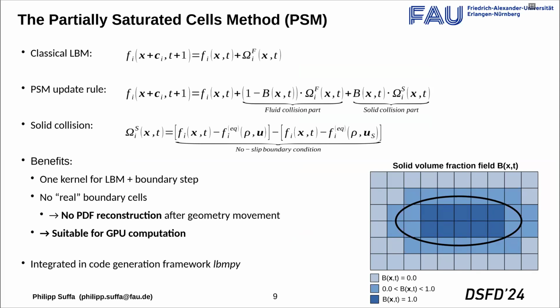Of course, you do some sort of no-slip here, the real solid collision term, and this is usually used for particles. So this is very famous in particle-fluid coupling. And if you're at these interface cells, then you do a mix of fluid and solid collision, and if you're there, you do only solid collision.